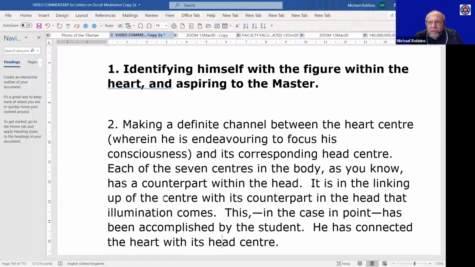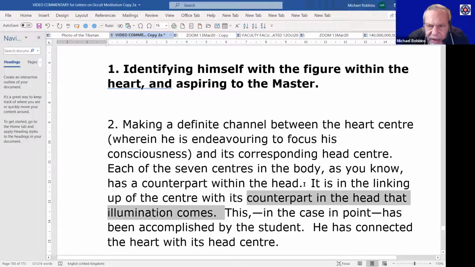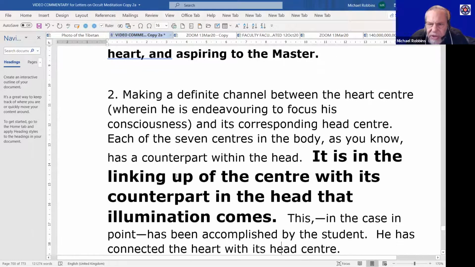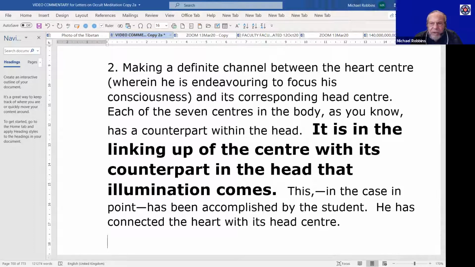Each of the 7 centers in the body, as we should know by this time perhaps, has a counterpart within the head. Still a very occult matter, unsuspected even by our normally highest science of medicine. It is in the linking up of the center with its counterpoint in the head that illumination comes. So this, in the case in point, has been accomplished by the student, and he has connected the heart to the head center.